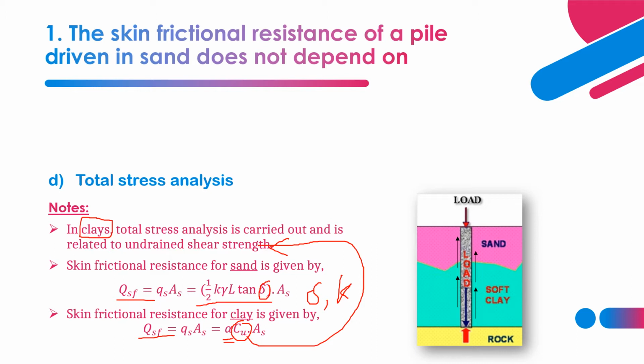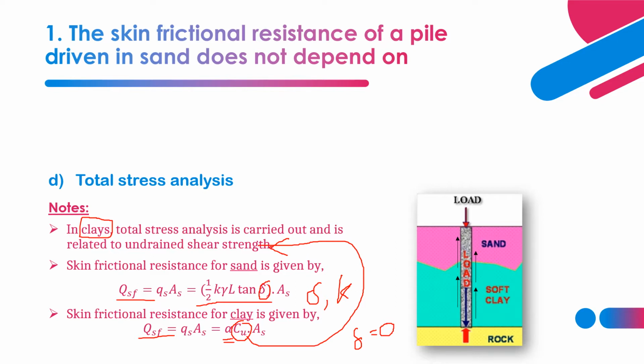So in case of clay, Cu is the undrained shear strength, and in case of sand, C is 0. So that's why we are not getting any cohesion term here, and only the del term. Del is nothing but the angle between pile and surrounding sand. In case of clay, del is 0. That is, the angle between pile and the clay is taken as 0. So that's why only alpha into Cu is there to calculate the skin frictional resistance in case of a pile driven in clay.